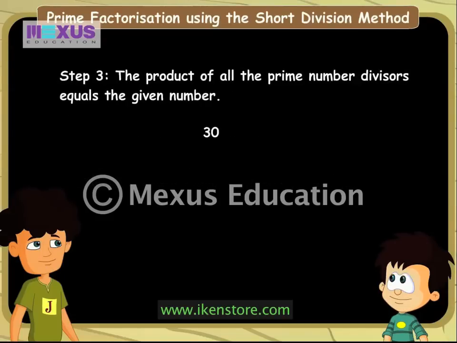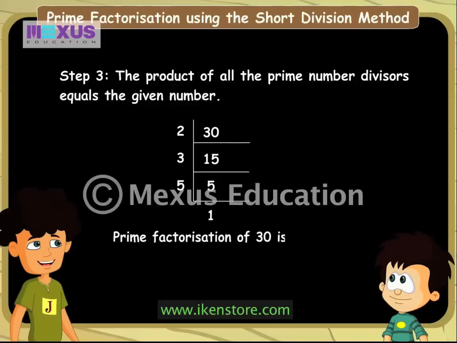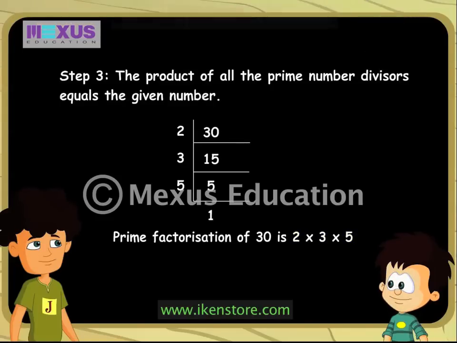Let's take 30. 30 is equal to 2 multiplied by 15. And 15 is equal to 3 multiplied by 5. And 5 is equal to 5 multiplied by 1. So the prime factorization of 30 is 2 multiplied by 3 multiplied by 5. Well, that was easy. Yes, and useful too.